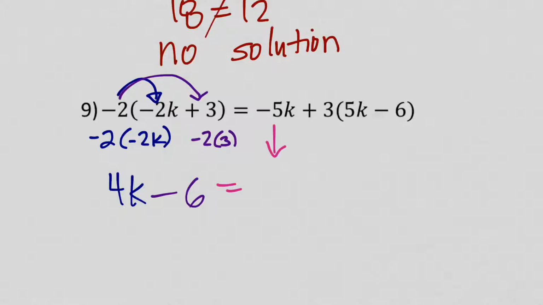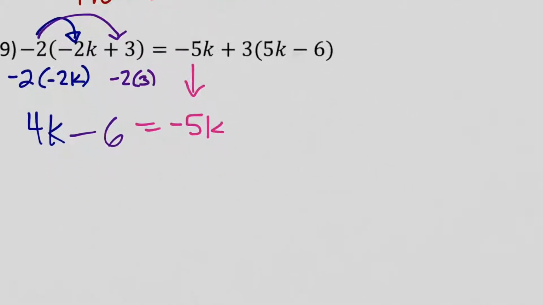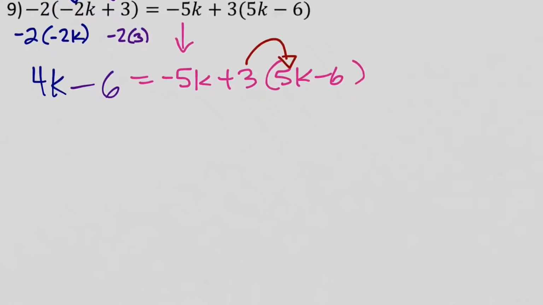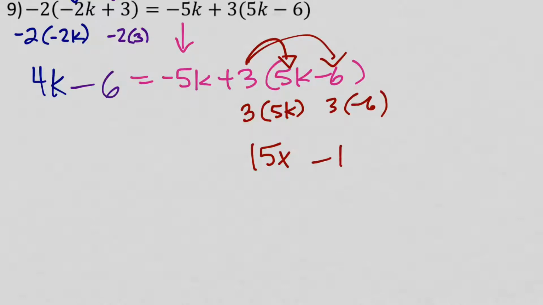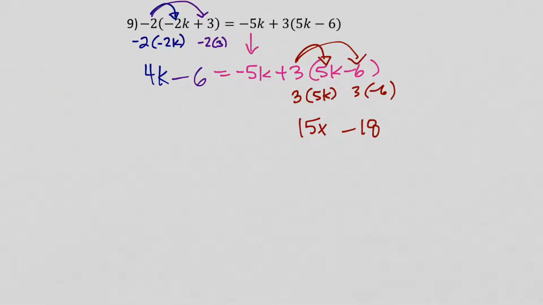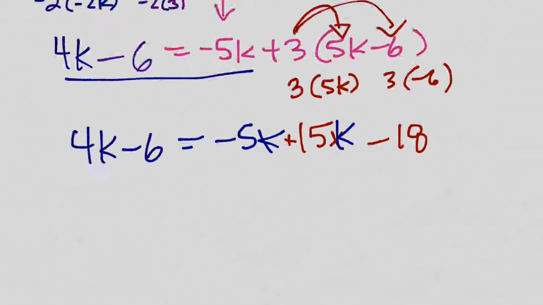the negative 5k plus 3 times 5k minus 6. But we have to use distributive property to distribute this guy. So I'm going to get 3 times 5k, which is equal to 15k, and 3 times negative 6, which is equal to negative 18. I'm going to bring everything else down that I'm underlining in blue because they're not changing. So bring them down. Now the 15k is actually positive, so I need to put a plus sign there.